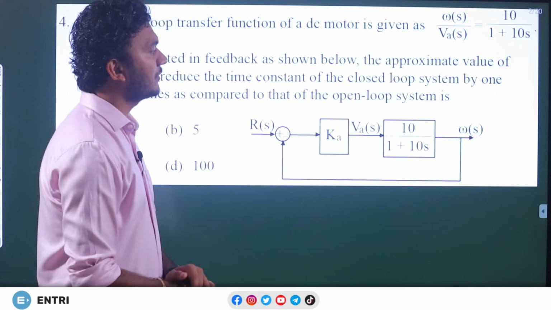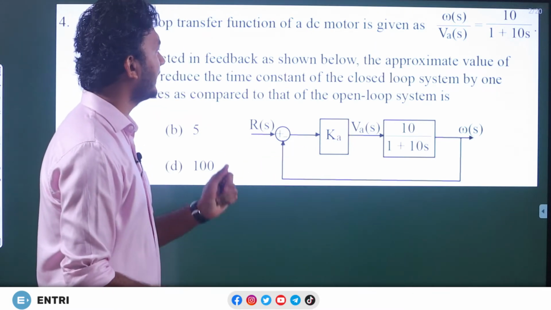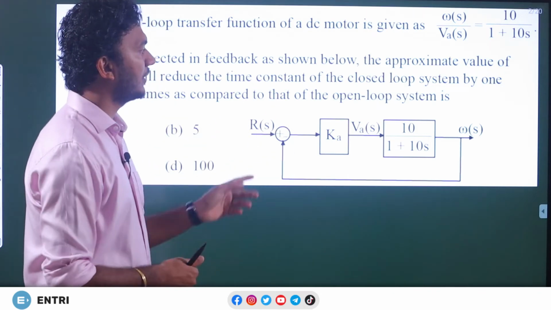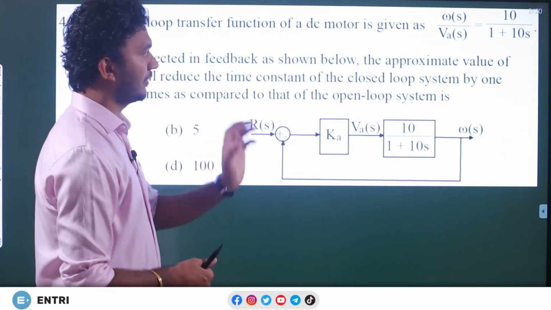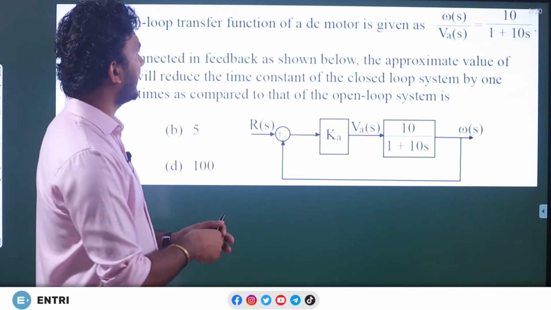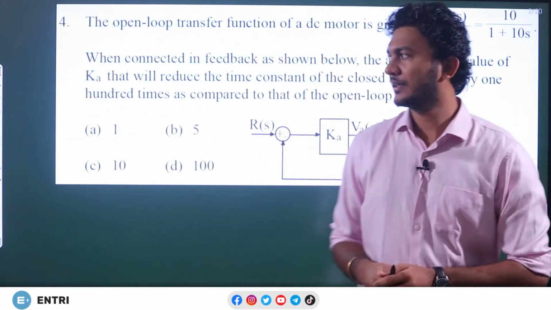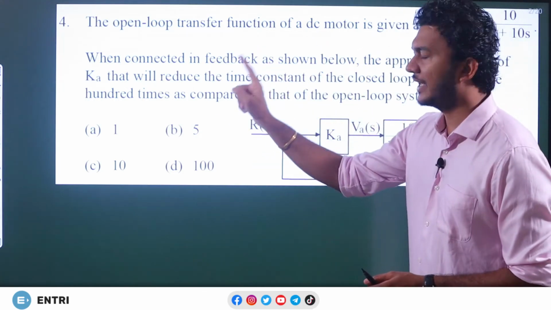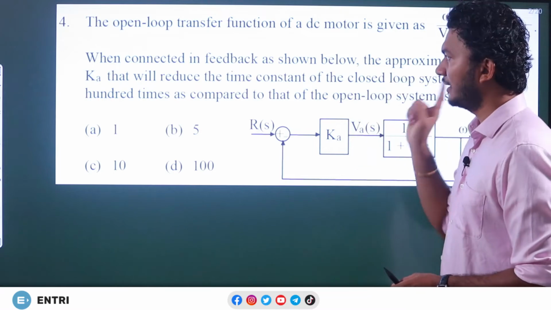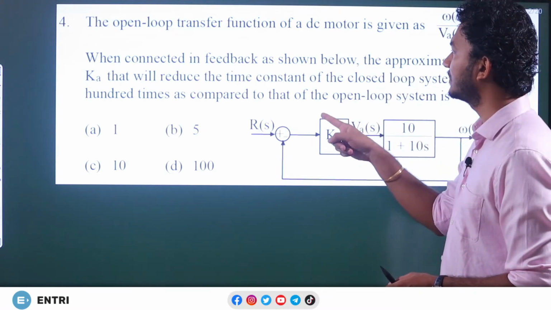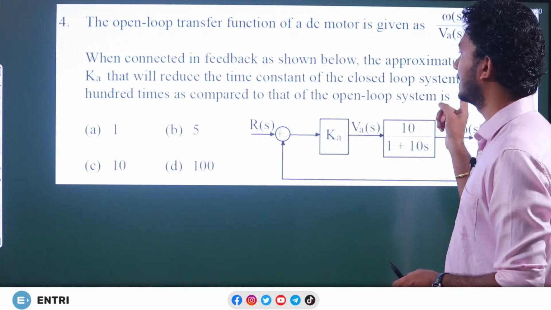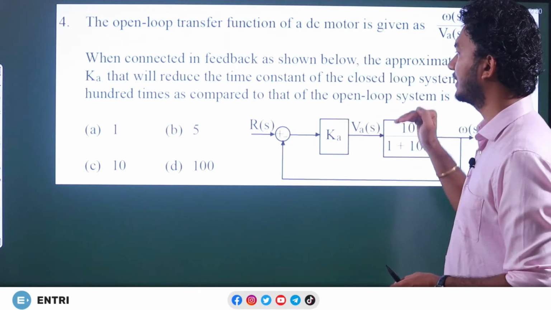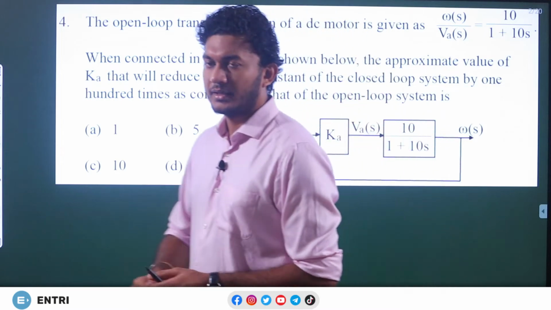What is the time constant? First of all, we have to find out the time constant of the open loop system, then we will find the time constant of the closed loop system. They are connected in feedback as shown below. The question asks for the approximate value of Ka that will reduce the time constant of the closed loop system by 100 times as compared to that of the open loop system.